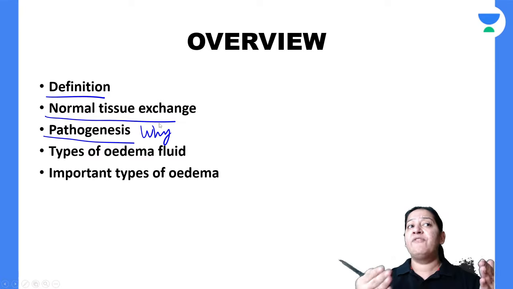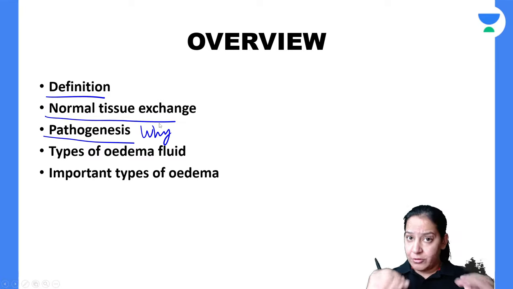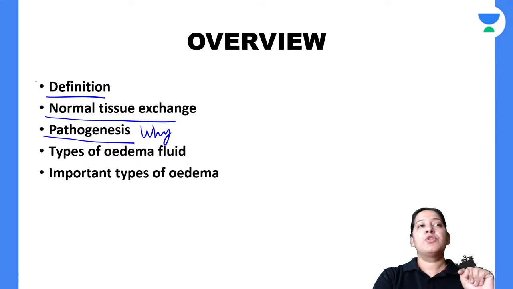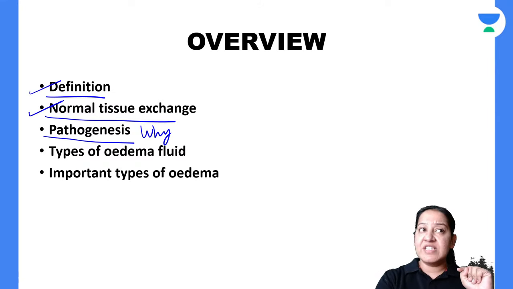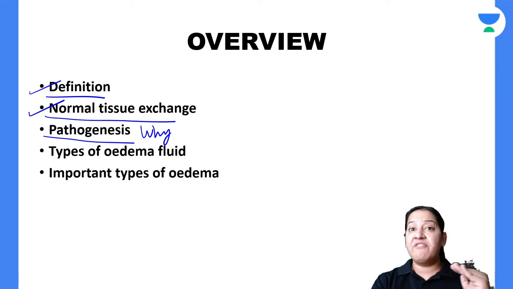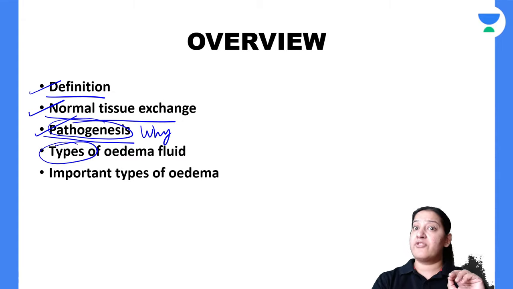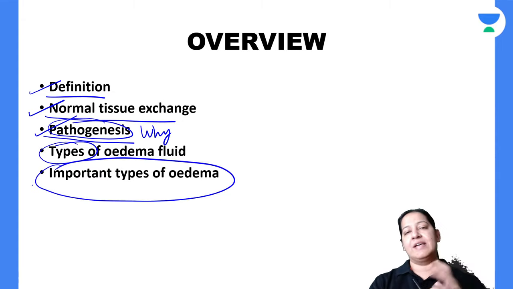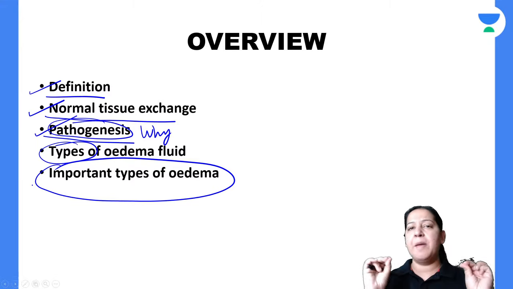So before understanding pathogenesis, you should understand the physiology, that is normal tissue exchange. After the definition, I will teach you the physiology of normal tissue exchange, that is the pressures which are working at the tissue level in a capillary. After that, I will teach you the pathogenesis of edema, which is the most important topic for today. Then I will come to the types of edema, the transudate, exudate, differences between them, and some important types of edema of various organs. So it is a very, very, very important lecture.